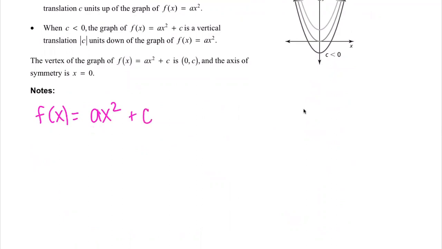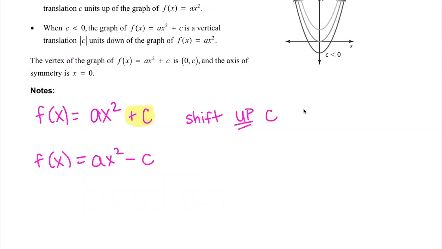Well, now, if we have this plus c added to the end of our equation, we know that that is going to shift our parabola up that much. Or if we have a minus c after that ax squared, then that is going to shift our parabola down that number.